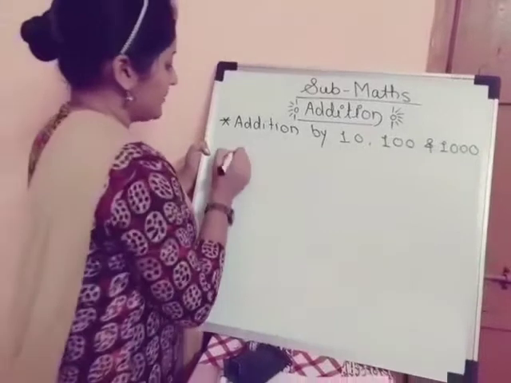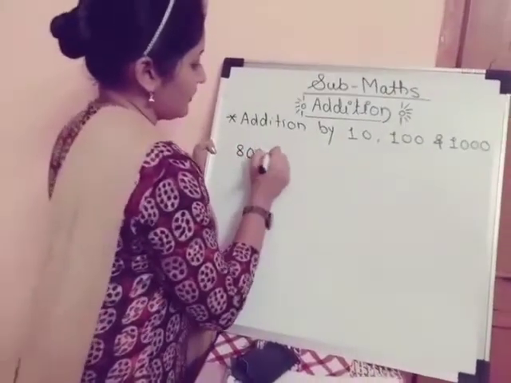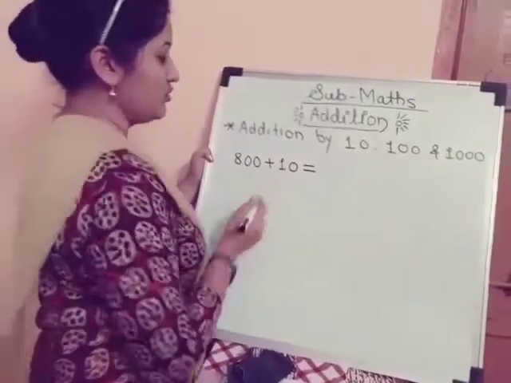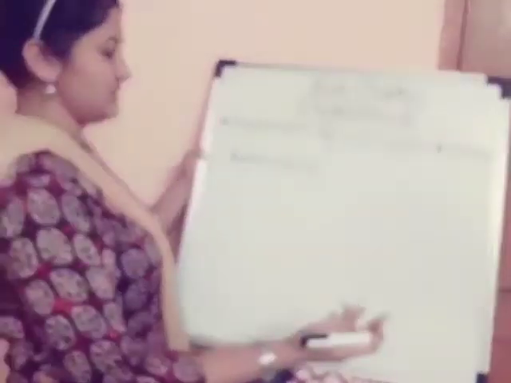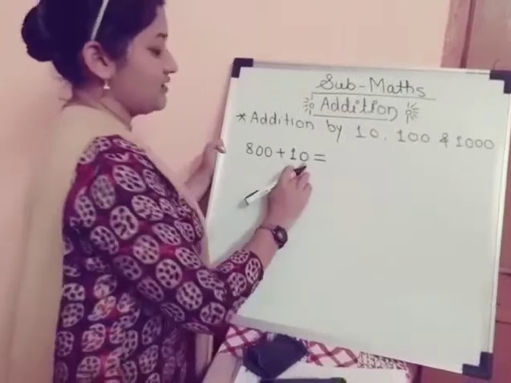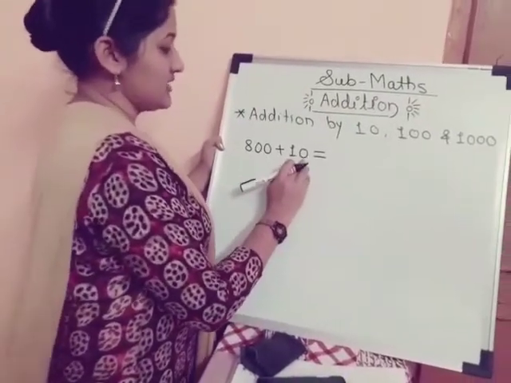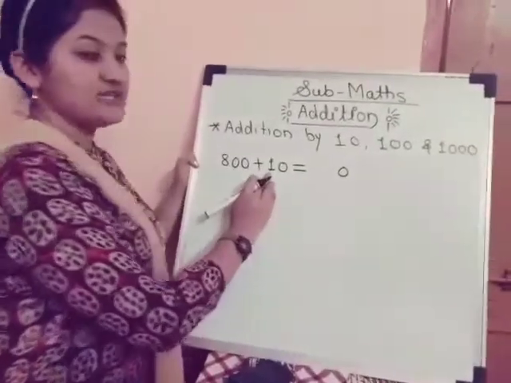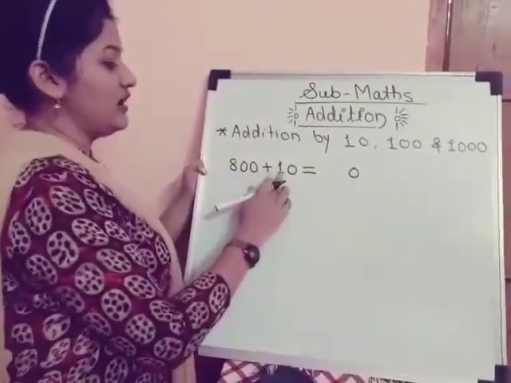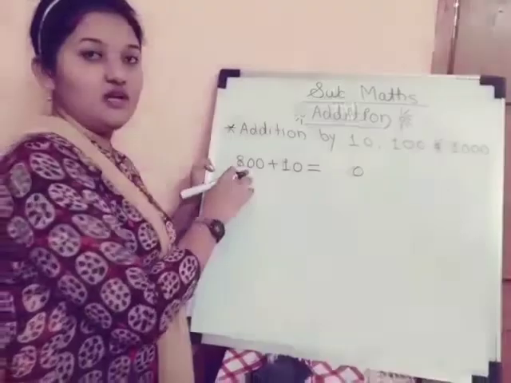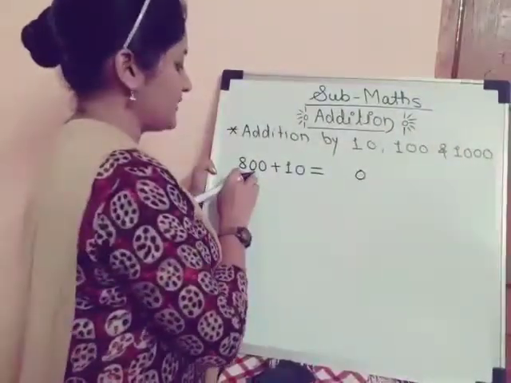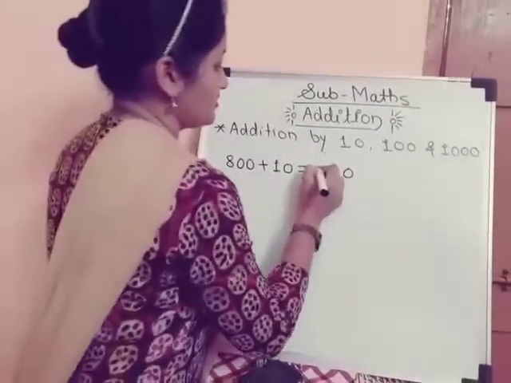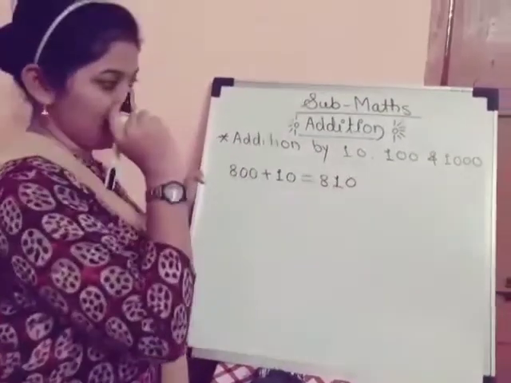For example, if you have 800 plus 10, then you don't have to do the proper arrangement of the numbers and then add. You can write the 0 that is there at the ones place of both the numbers, so 0 stays as it is. 1 is at tens place, so add 1 with the tens place digit of the next number, that is 0. 0 plus 1 is 1, and 8 will also remain as it is. This is the rule of addition by 10.